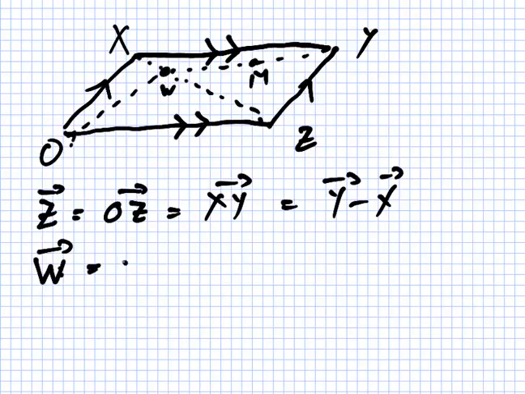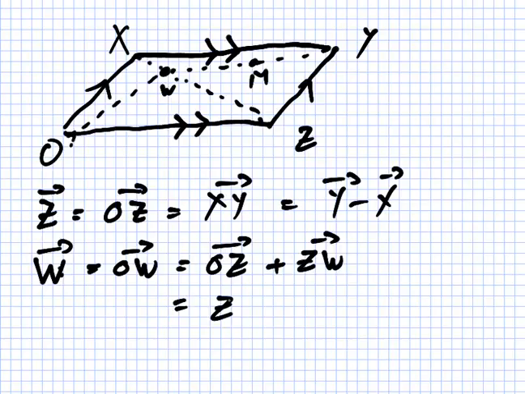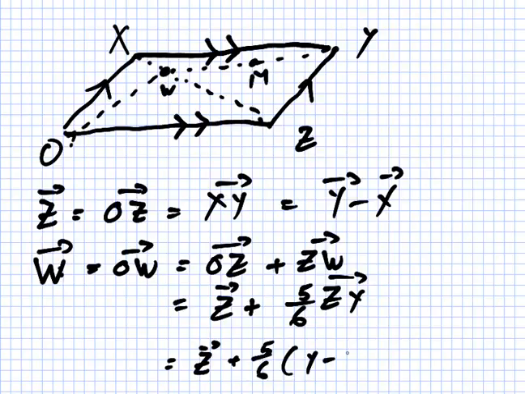That equals OW. That equals OZ plus ZW. That equals z plus 5/6 ZX. Because in the question I tell you that this distance here is 5 times bigger than this distance here. That equals z plus 5/6 (y minus z).